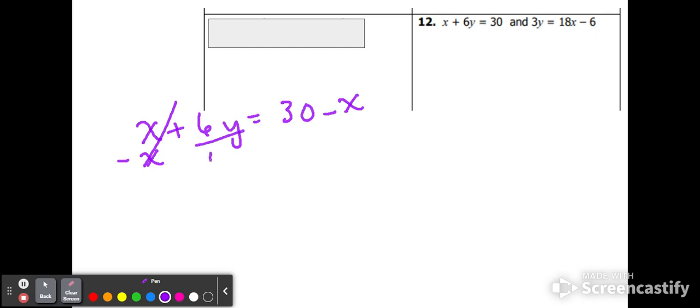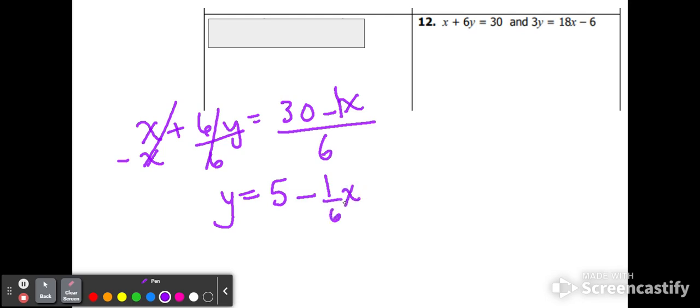Then we need to divide by 6, and when we do that on this side, it's the entire side of the equation. So we have y equals, so we have 30 divided by 6 is 5. Remember that there's an assumed number 1 here, so this is negative 1/6 x. And we can move that around so we can just see the proper form. And there we go. So let's compare that to the other equation. So the only thing that is preventing y from being by itself is that 3.